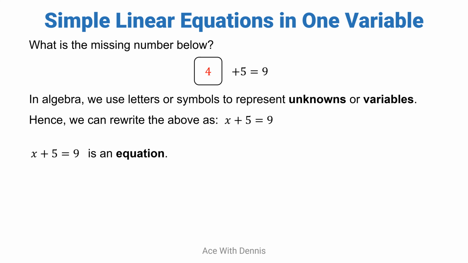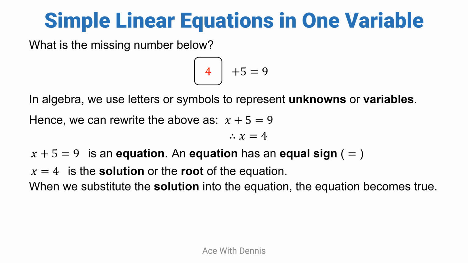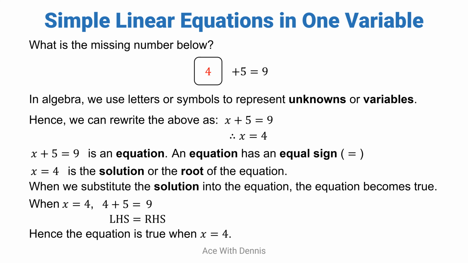x plus 5 equals 9 is an equation. What is an equation? An equation always has an equal sign, and therefore x equals 4. So for this case, x equals 4 is the solution or the root of the equation. When we substitute the solution into the equation, it becomes true. So when x equals 4, 4 plus 5 equals 9. The left-hand side equals the right-hand side. Hence, the equation is true when x equals 4.